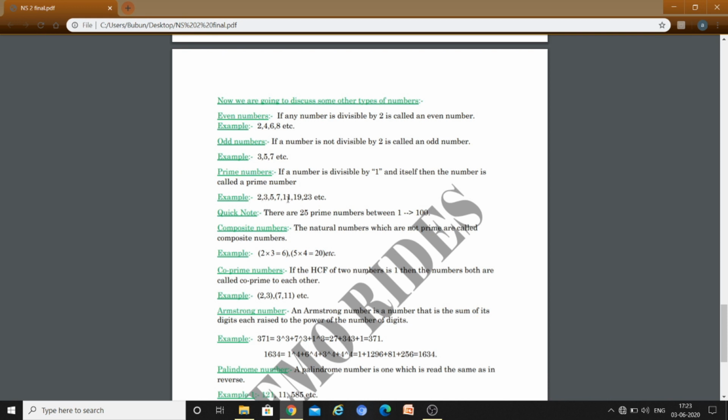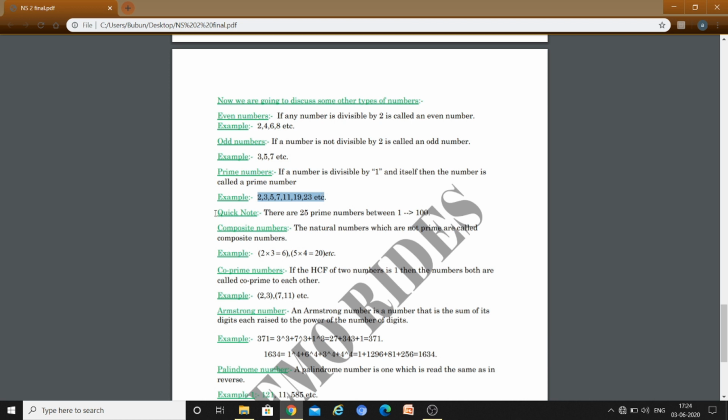Look, 2, 3, 5, 7, 11, 19, 23. All these numbers are divisible by 1 and the number only. Okay, 2 is divisible by 1 and 2 only. 11 is divisible by 1 and 11 only. That's why these numbers are called the prime numbers.